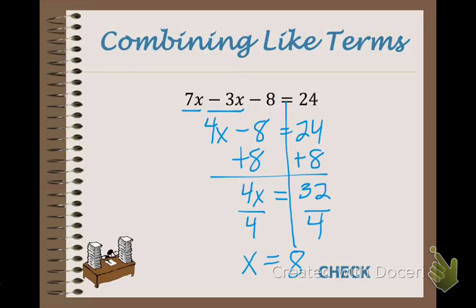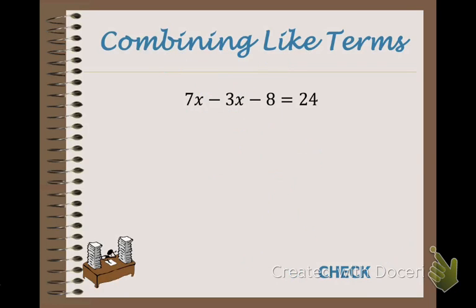Okay, I don't want to forget to check myself here. So if I think about an 8 in for x, 7 times 8 is 56, minus 3 times 8 is 24, minus 8, and does that give me 24? Well, 56 minus 24 is 32. 32 minus 8 is in fact 24, so I do have it correct.